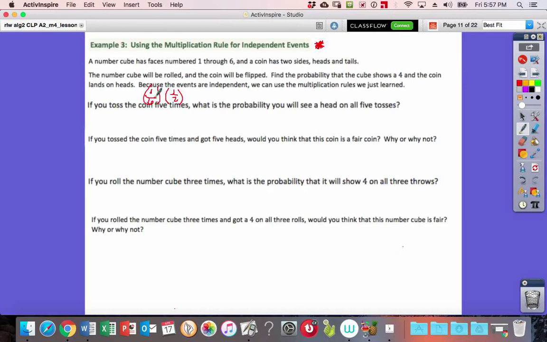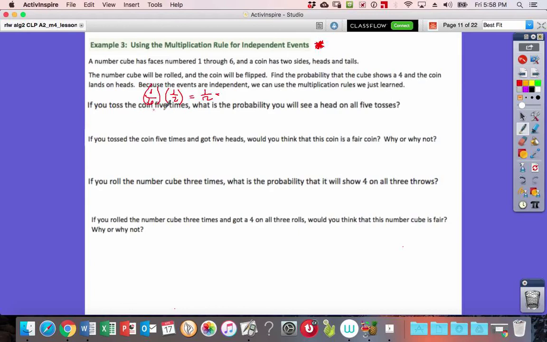It's 6 because there are 6 possibilities on that number cube, and you're getting a 4, which is 1 of the 6. The coin has 2 possibilities, and you're getting 1. It's going to be 1/12, and we're just going to leave it as 1/12. You could also put that in a decimal and write it as a probability.